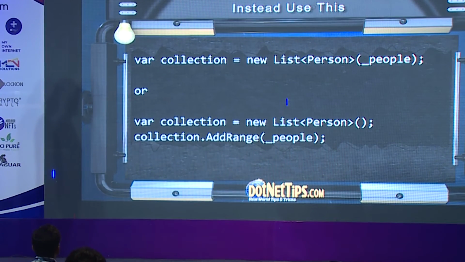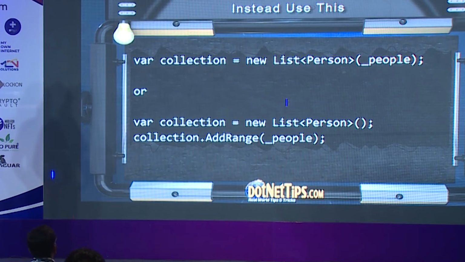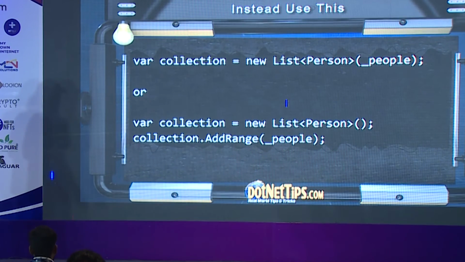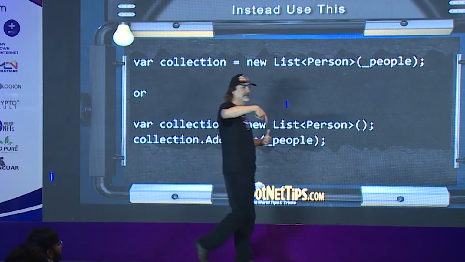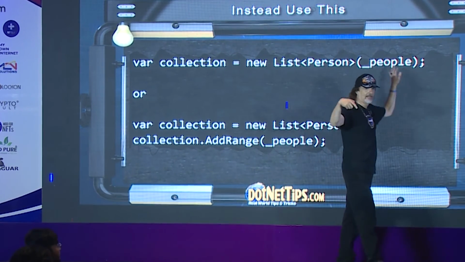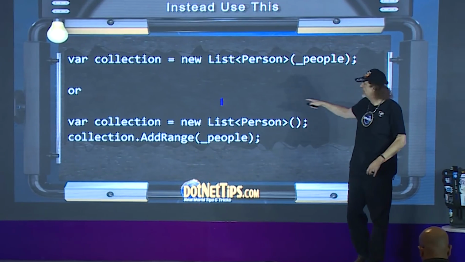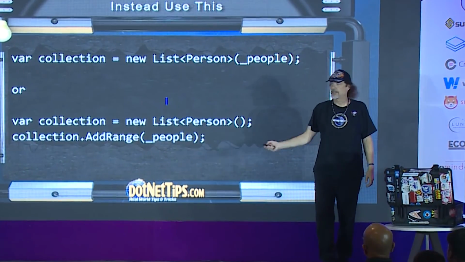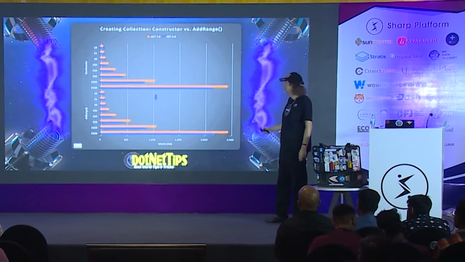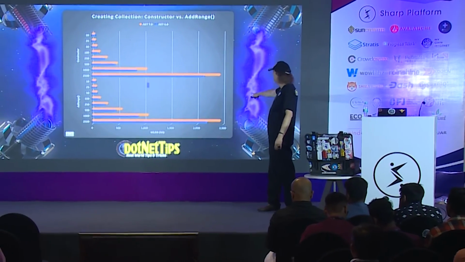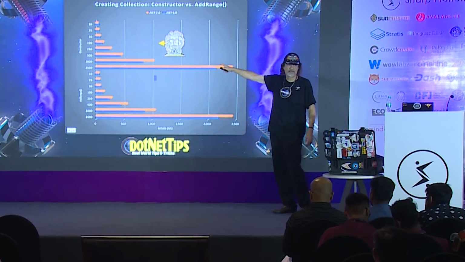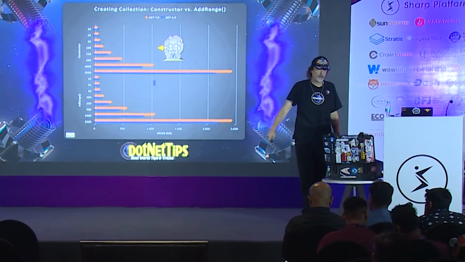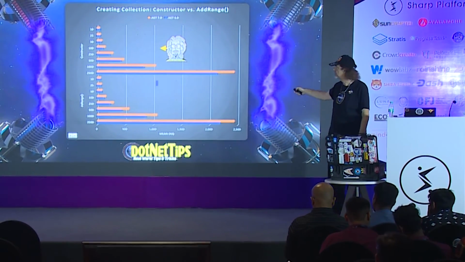Instead, do it this way. If at all possible, send in the new collection in the constructor, or use AddRange. You're going to see here the difference. The constructor, see, they're getting pretty close, right? The constructor is always the fastest. So I would stick with that if you can.